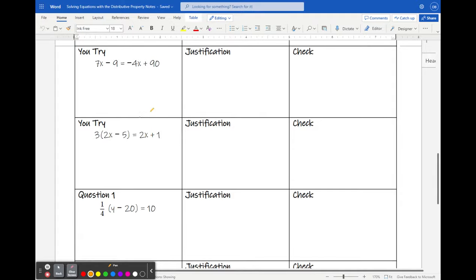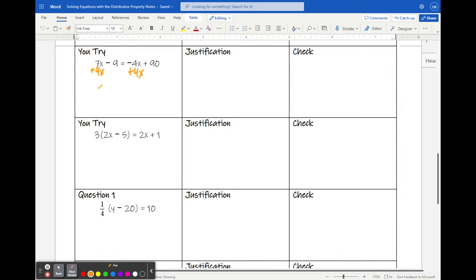And you're back. How did you do? If you have questions, make sure you write them down or mark where they are so that you can ask in class. So here on the you try, we don't actually have any distributing, but we do have variables on both sides. This is negative and this is positive, so I'm going to remove the negative by adding inverse operations.